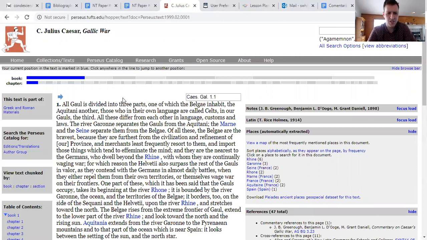All these differ from each other in language, customs, and laws. The river Garonne separates the Gauls from the Aquitani. The Marne and the Seine separate them from the Belgians. Of all these, the Belgians are the bravest because they are furthest from the civilization and refinement of our province, and merchants least frequently resort to them and import those things which tend to effeminate the mind.